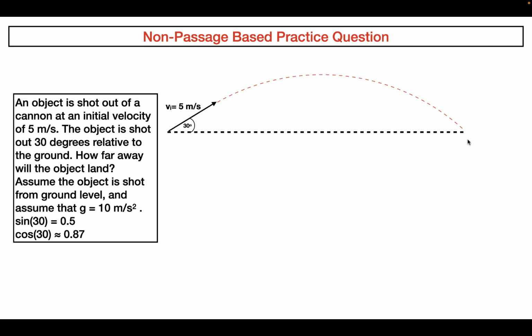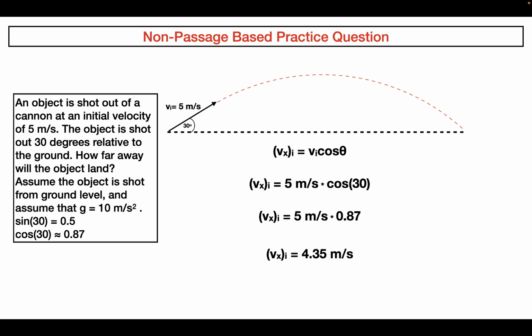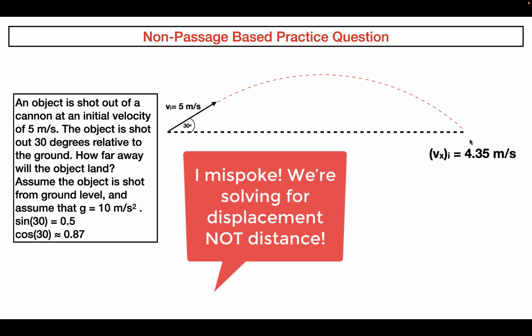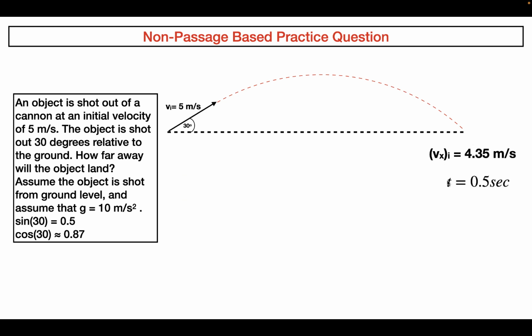The first thing that we need to know is the initial velocity in the x direction. To find it, we use this equation, where the initial velocity in the x direction is equal to the initial velocity times the cosine of the launch angle. And when we plug in those values, we get an initial velocity in the x direction equal to 4.35 meters per second. The next thing that we need to know is the time that it took to get from the launch point to the unknown distance. And we know that the total flight time was equal to 0.5 seconds because we calculated that earlier.